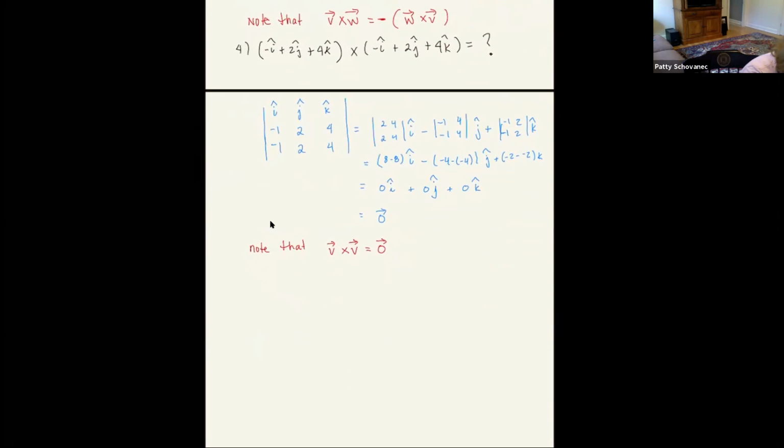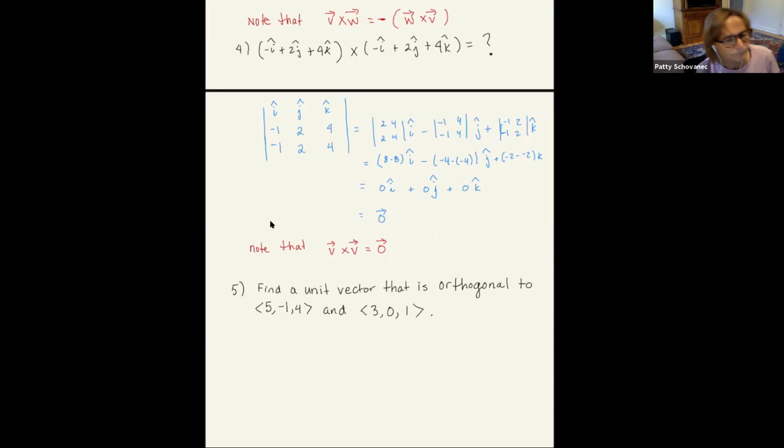All right, one more example here. I want you to find a unit vector, that is a vector of length 1, that is orthogonal or perpendicular to the vector 5, -1, 4, and the vector 3, 0, 1. Find a unit vector, a vector of length 1, that is orthogonal or perpendicular to two stated vectors.